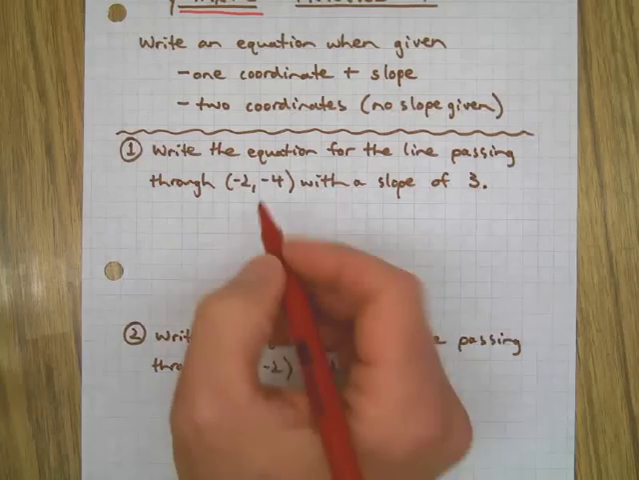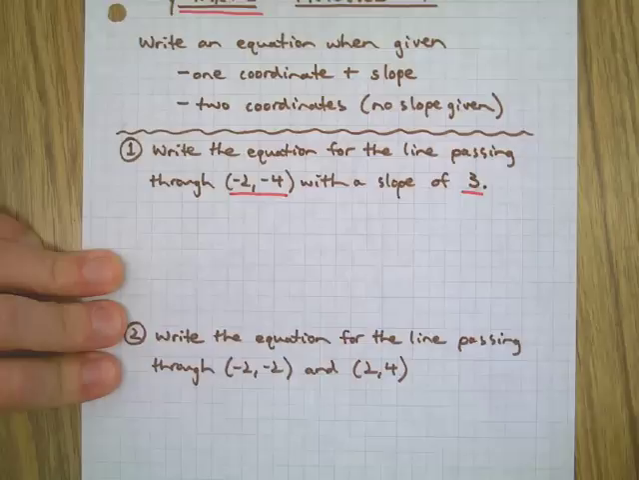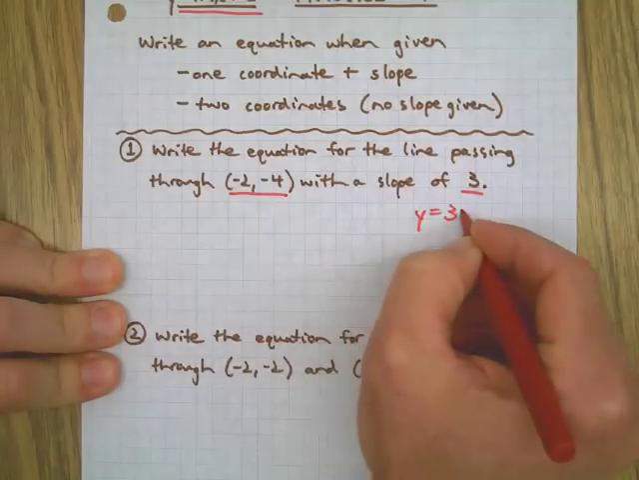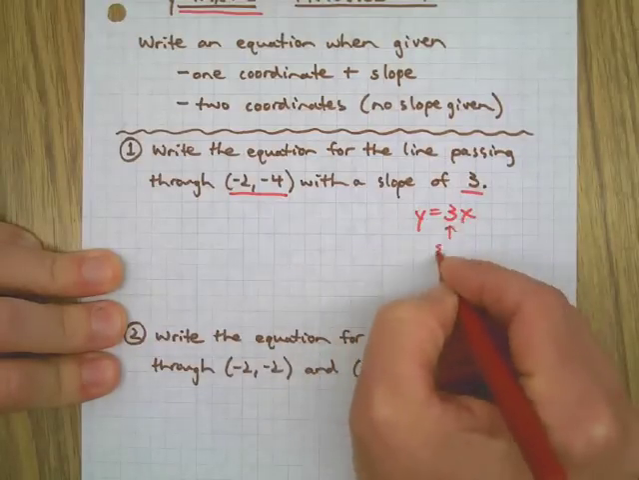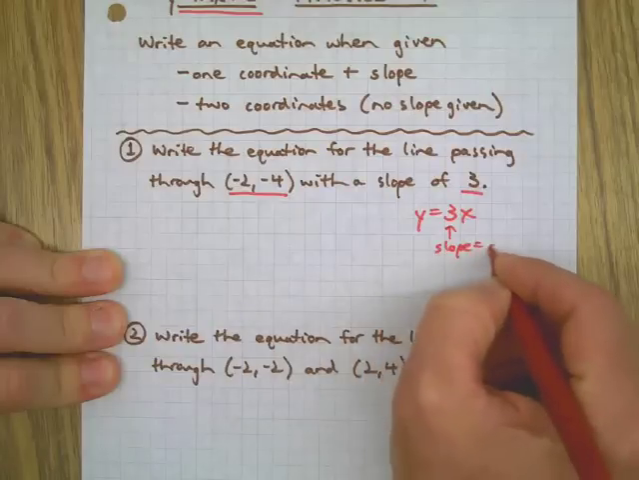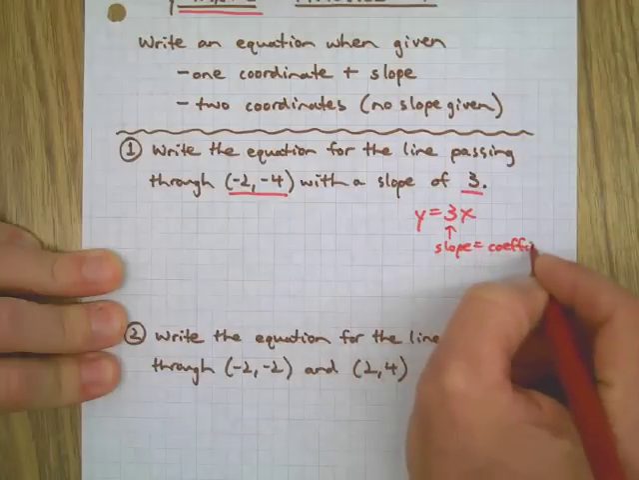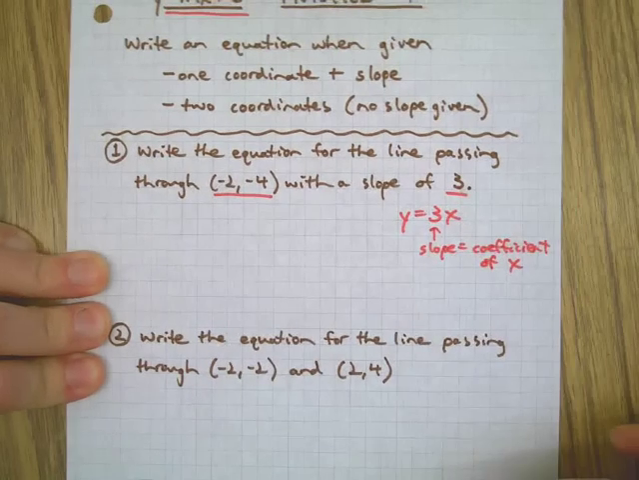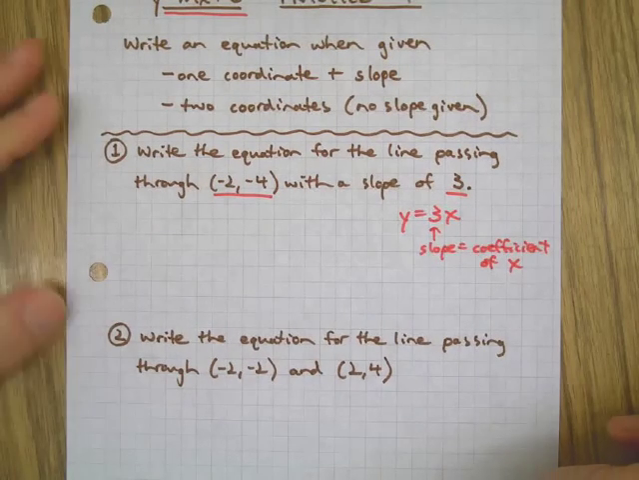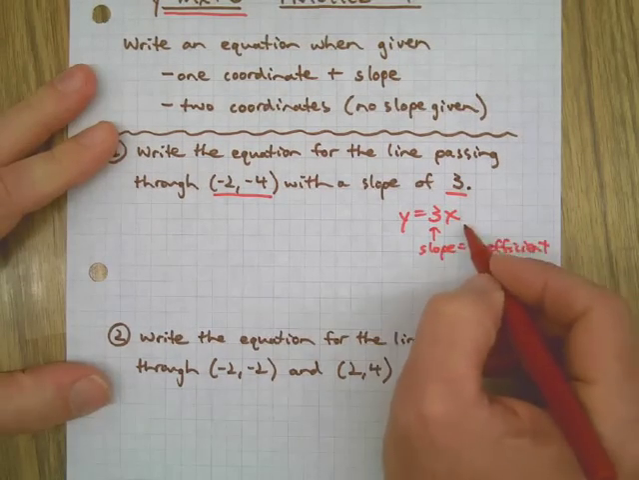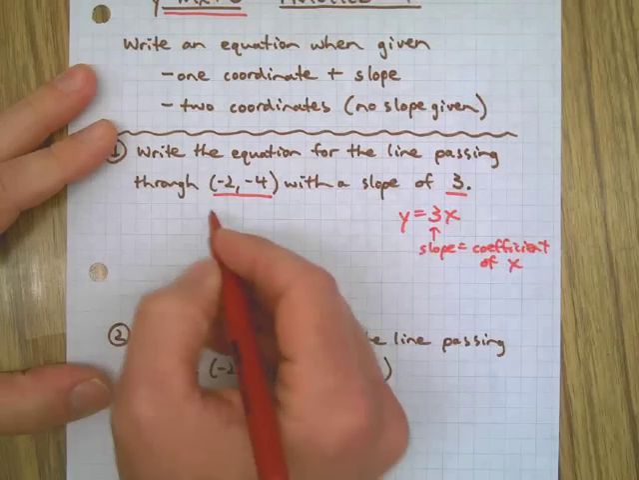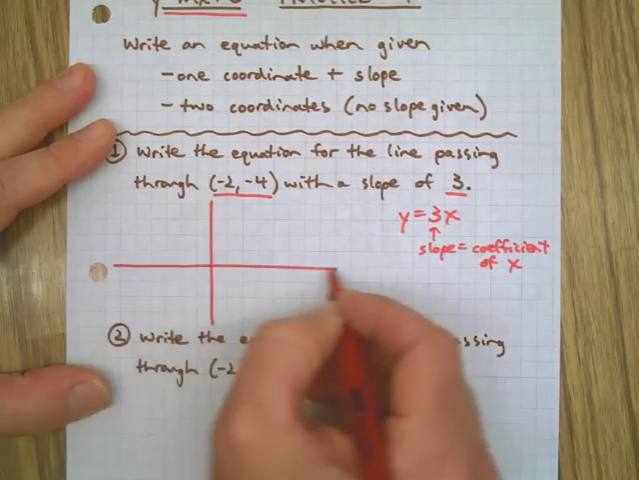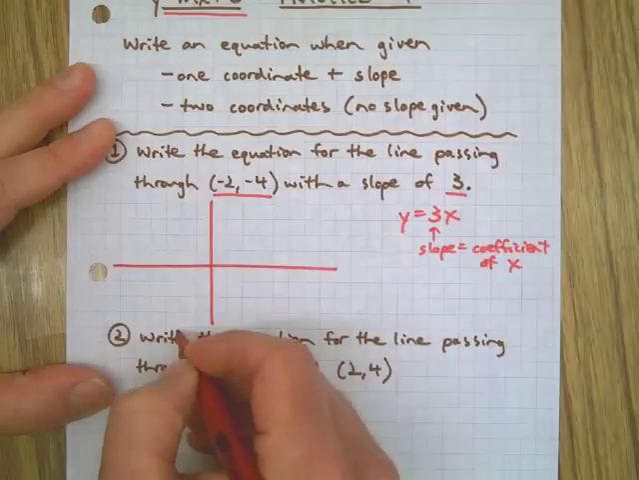First, given one coordinate and a slope. We could always start with this, right? Because you know that the slope is the coefficient of x. So we can partially write this without doing a thing. Okay. Next, we do need to find the y-intercept because that's what goes right there. So we will plot this one point, -2, -4.